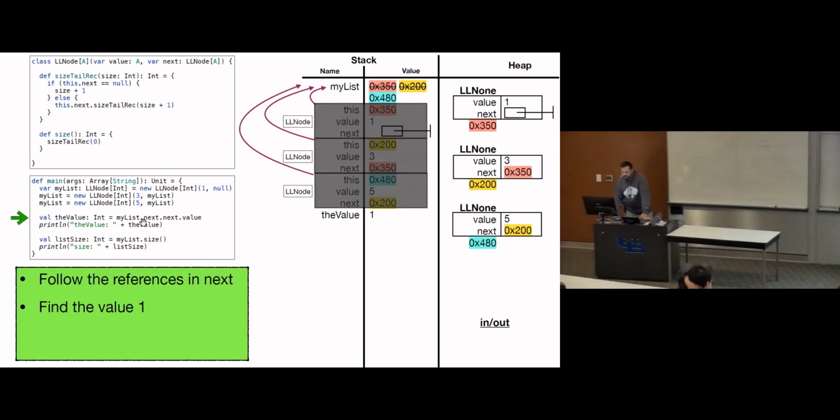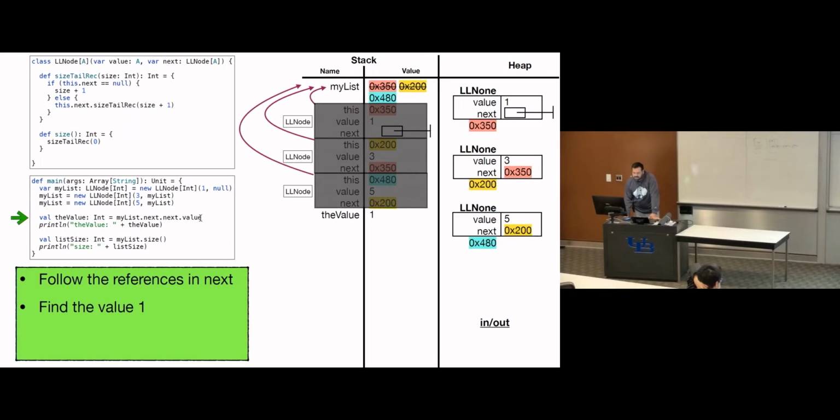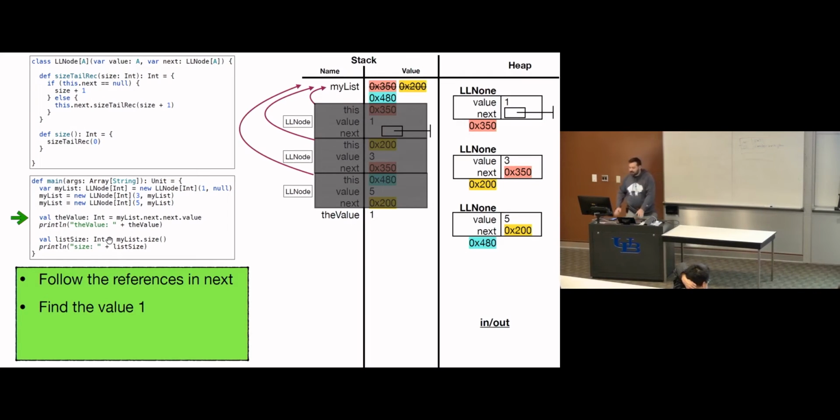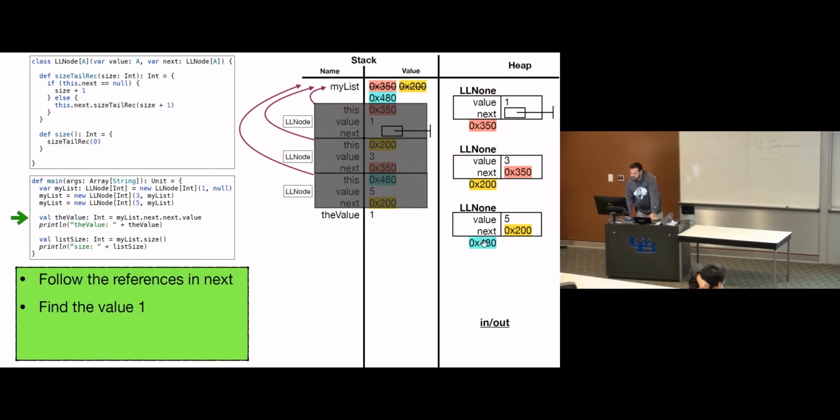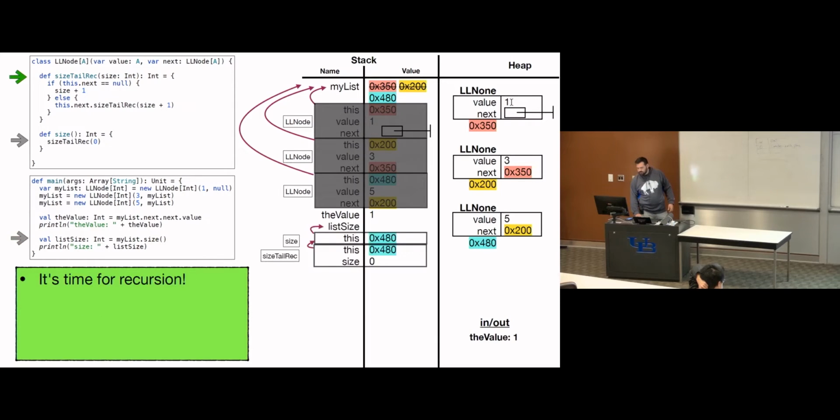So if I have mylist.next.next.value, which is the same as mylist of 2, or mylist.apply of 2, I'm going to get the value 1 and print 1 to the screen.